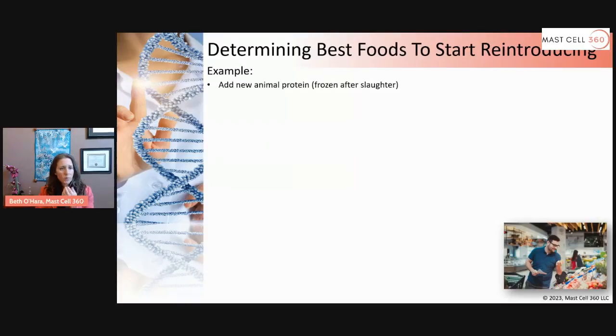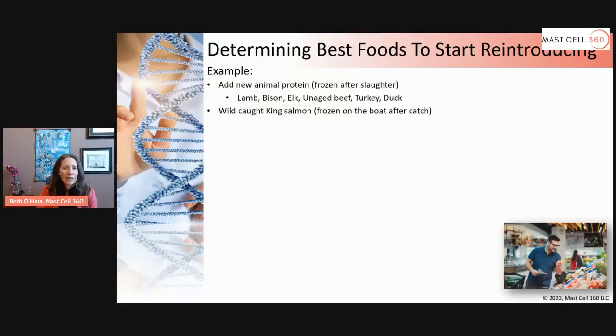For an example, you might start with adding a new animal protein. This could be trying some lamb or bison or elk or unaged beef, turkey or duck, something that was frozen after slaughter. Could start with wild-caught salmon, and king salmon's usually the lowest histamine. We tend to use Vital Choice for seafood, and we use White Oak Pastures and North Star bison for unaged beef, unaged bison. You have to watch bison too because it can be aged.